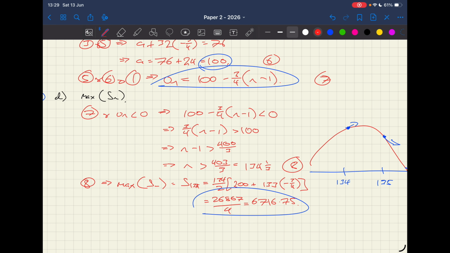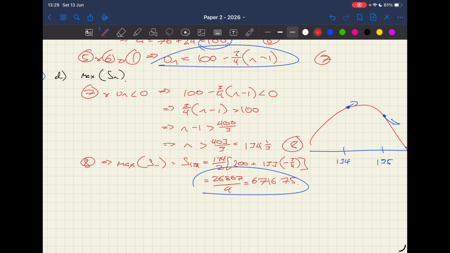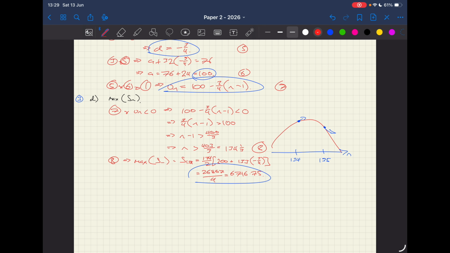So that looks good to me. One of those will be what you put down, probably, hopefully, if you're correct, and that should be the answer to that one. So that was one way of doing it. Let's look at a different way of doing it.